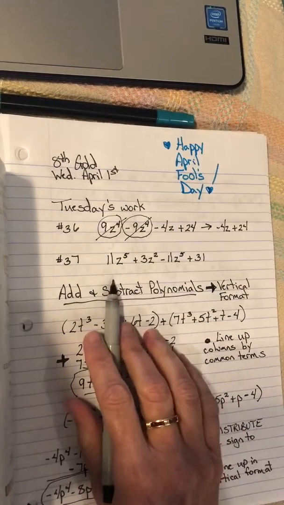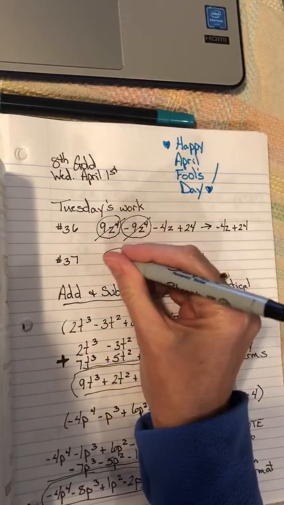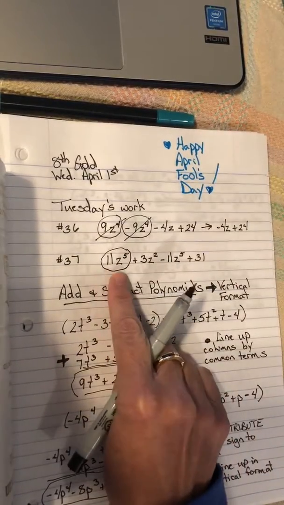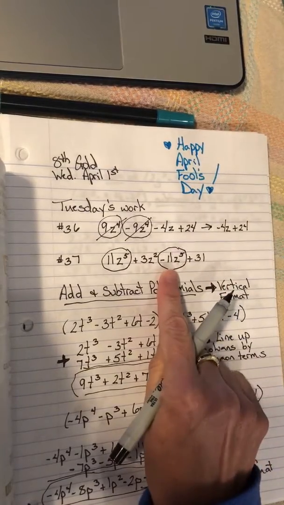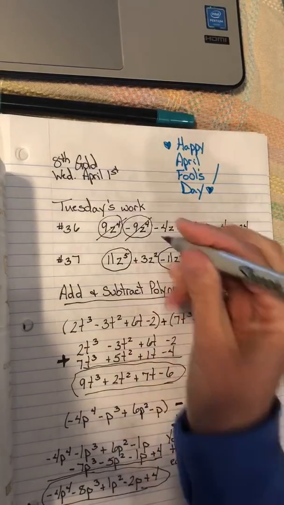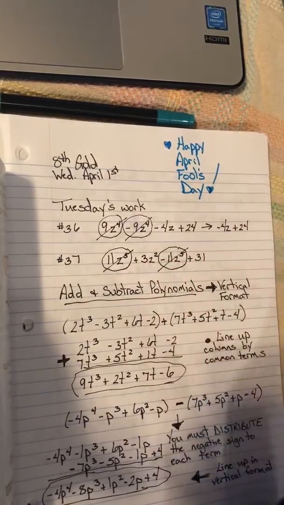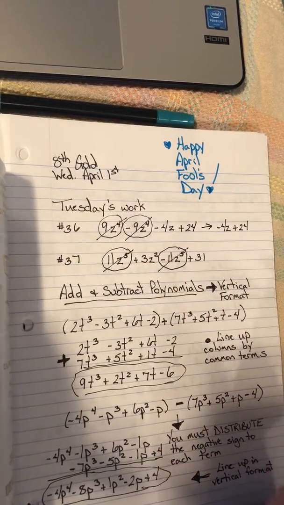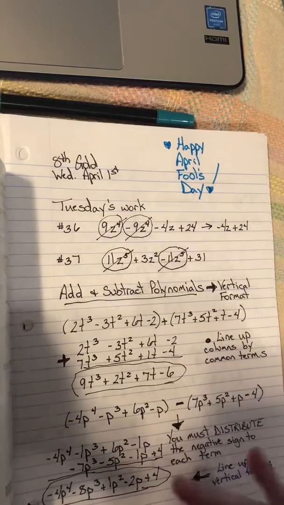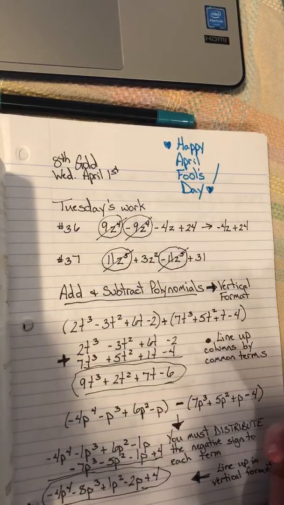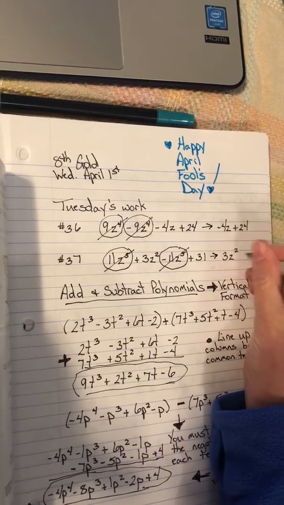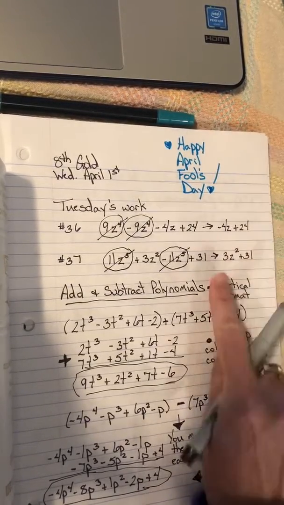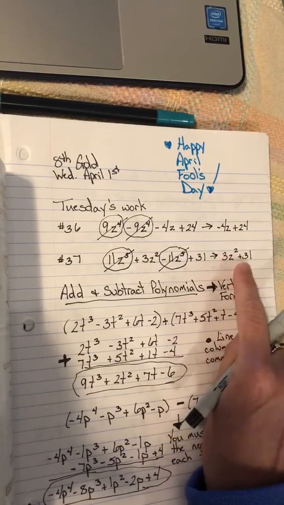Okay, same on number 37. We had a positive 11z to the fifth. We had a negative 11z to the fifth. The entire terms cancel out. Some of you left the z to the fifth in there. The whole term needs to cancel out to 0. So the final answer, when we combine like terms, turns into 3z squared plus 31.